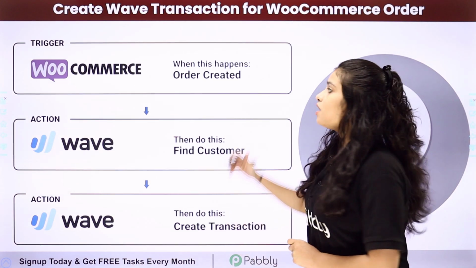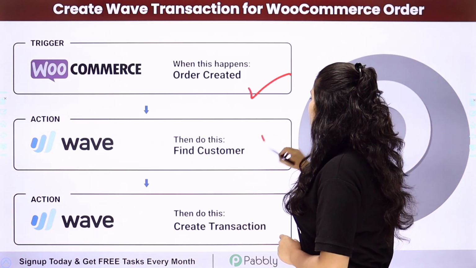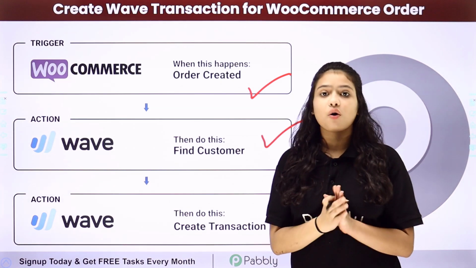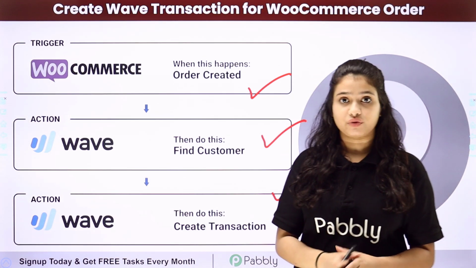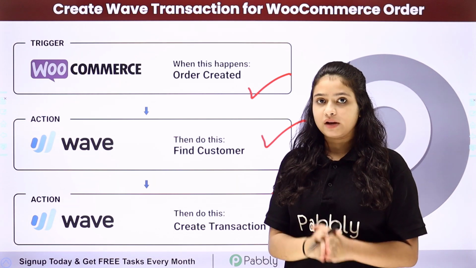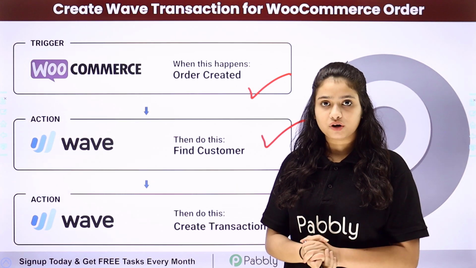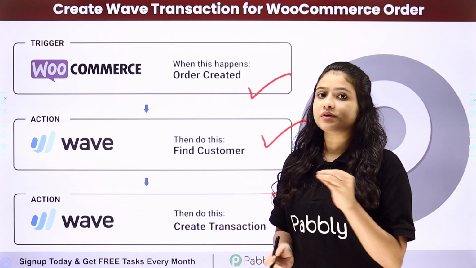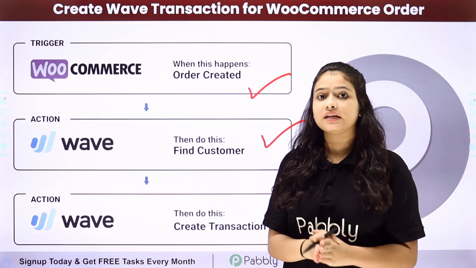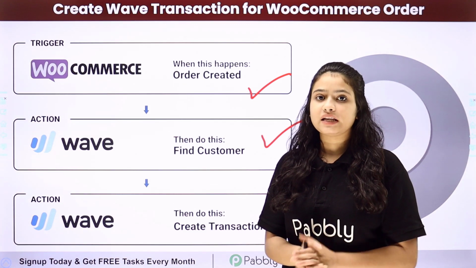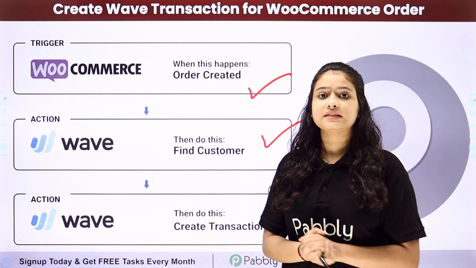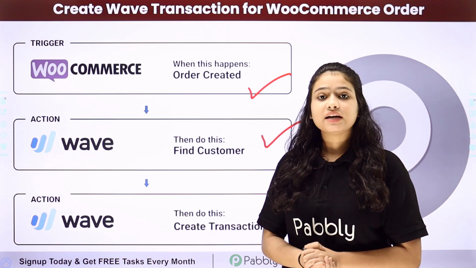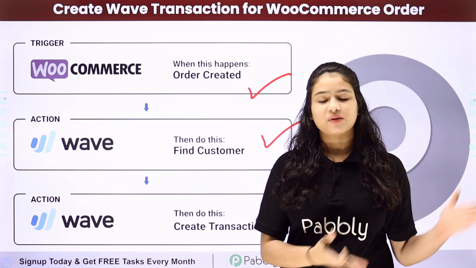Now what we are going to do: we have WooCommerce as our trigger and Wave as our action. So we will be connecting both of them by using Pabbly Connect in such a way that whenever a new order is placed on my WooCommerce store for a particular product, the customer will first be searched automatically in Wave, and if that person is an existing customer of Wave, then a transaction will automatically be created in Wave for the same purchase order. And to learn the entire process step by step, let me take you all to my screen.